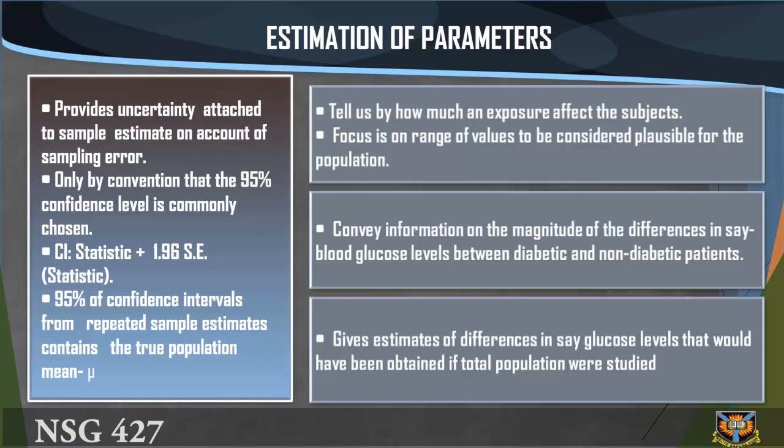Tell us by how much an exposure affects the subject. Focus is on range of values to be considered plausible for the population. Convey information on the magnitude of the differences in, say, blood glucose levels between diabetic and non-diabetic patients. Gives estimates of difference in, say, glucose levels that would have been obtained if total population were studied.